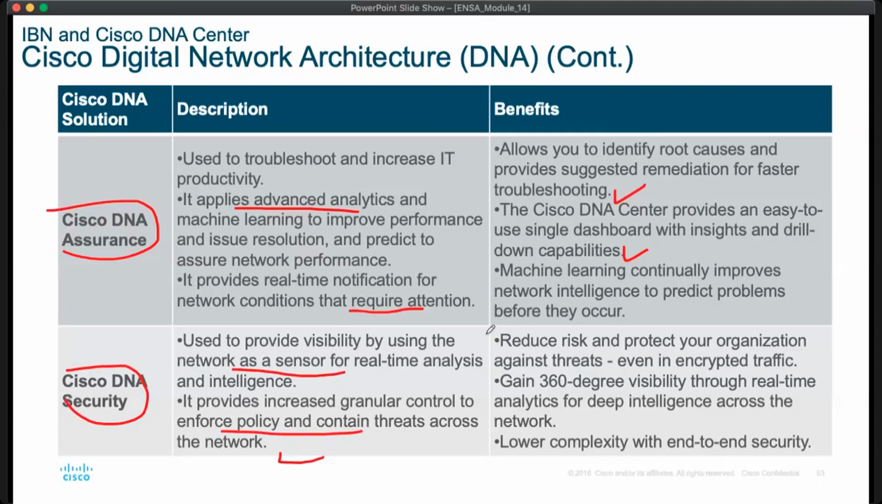The benefit of this is that it reduces risk and protects your organization against threats, even in encrypted traffic. It also gains 360-degree visibility through real-time analytics for deep intelligence across the network. And it also lowers complexity with end-to-end security. All right.